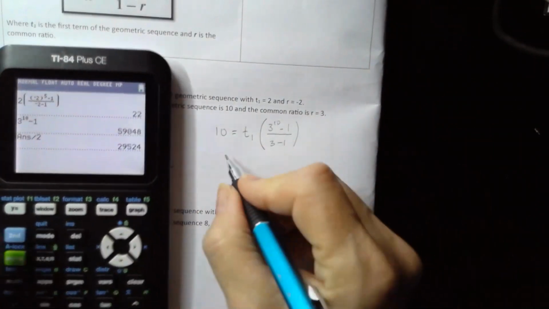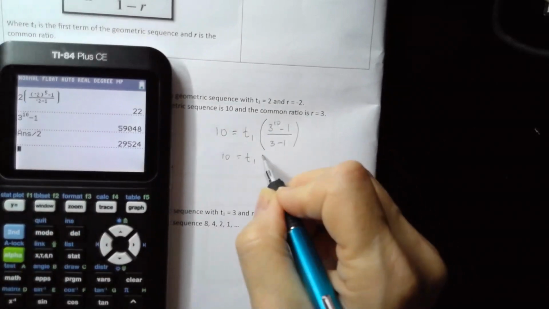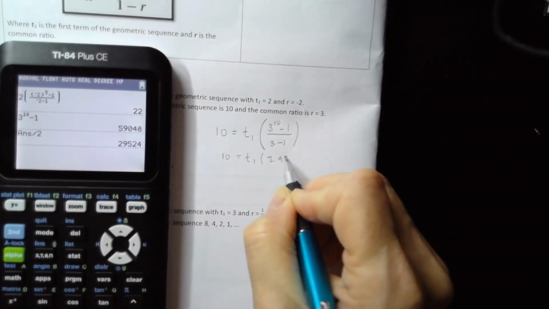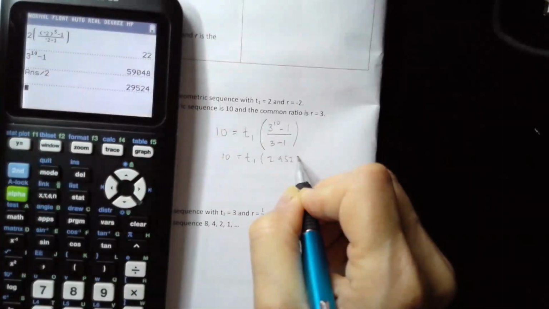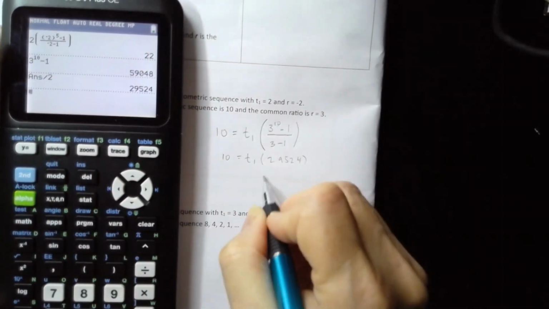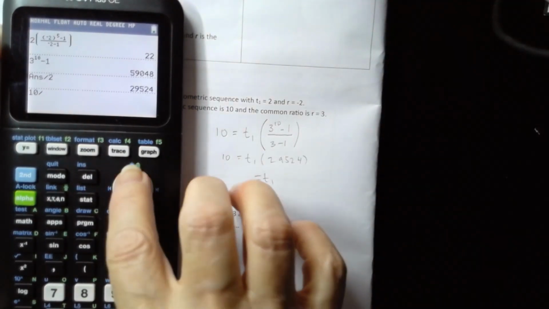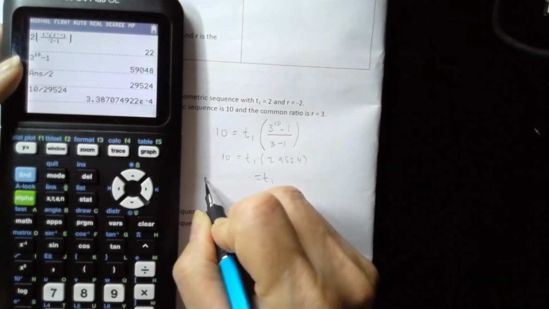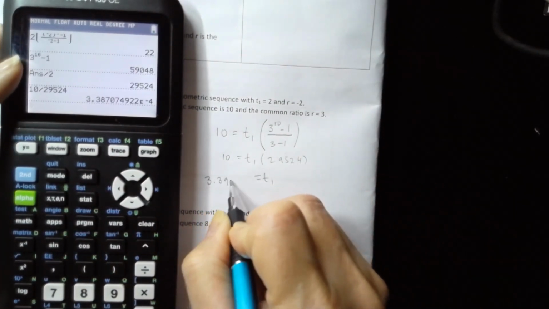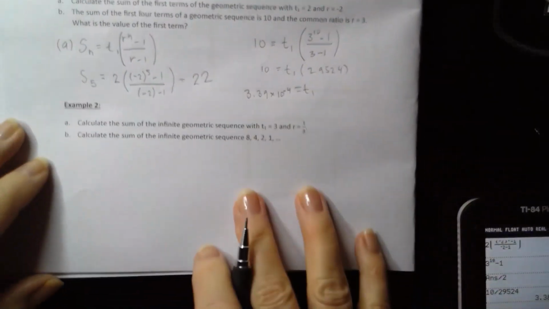So I have 10 equals t sub 1 times the bracket, 29524. Now I divide 10 by that huge thing, and I get a wacky number: 3.39 times 10 to the negative 4. Okay, I like it.